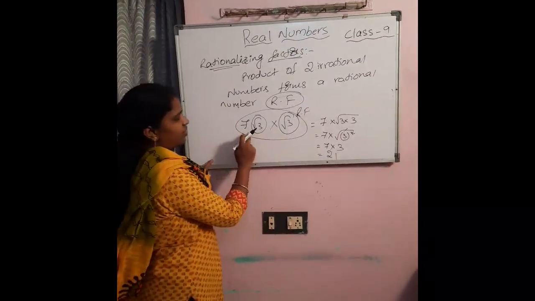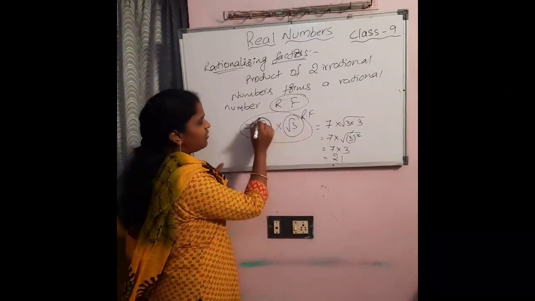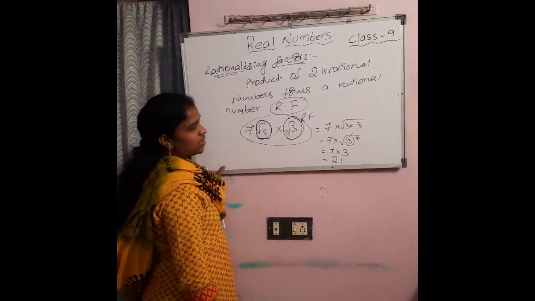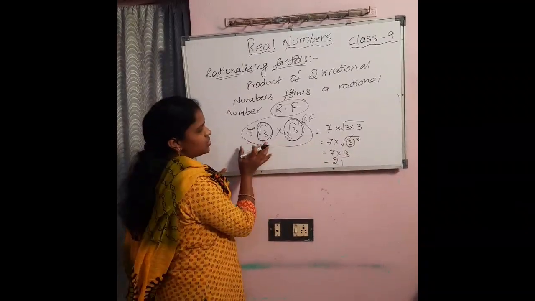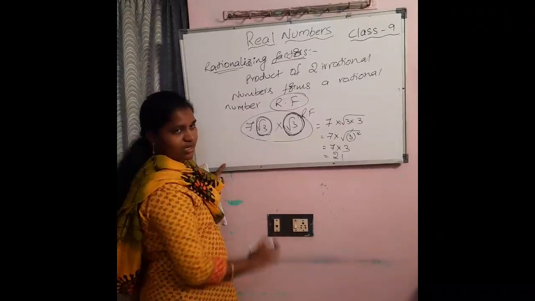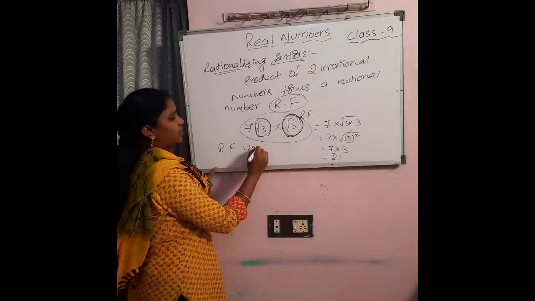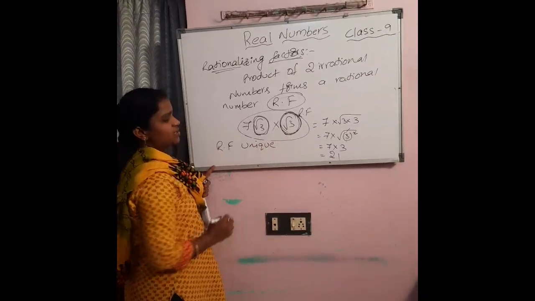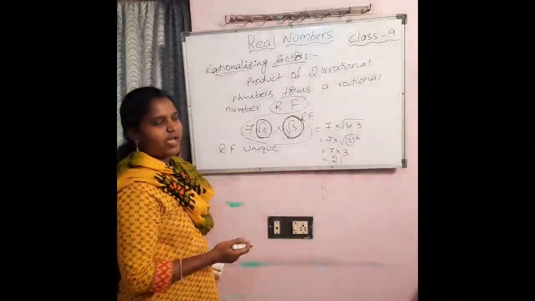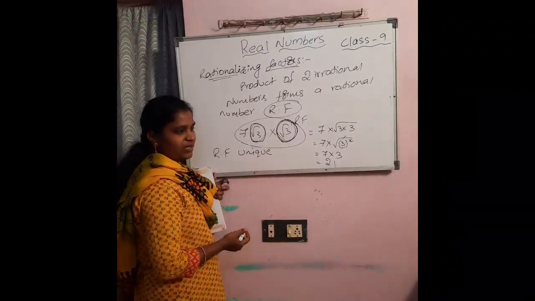Here, for 7 root 3, root 3 is the rationalizing factor because we multiplied 7 root 3 with root 3 to make it a rational number. So the number we multiplied here is called a rationalizing factor. Is the rationalizing factor unique? The rationalizing factor is not unique because it changes for the values we are taking. If I take some other number, the rationalizing factor changes.